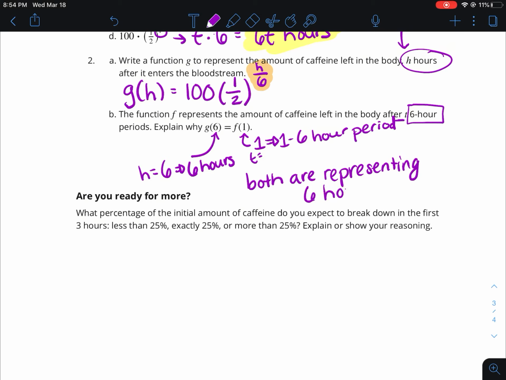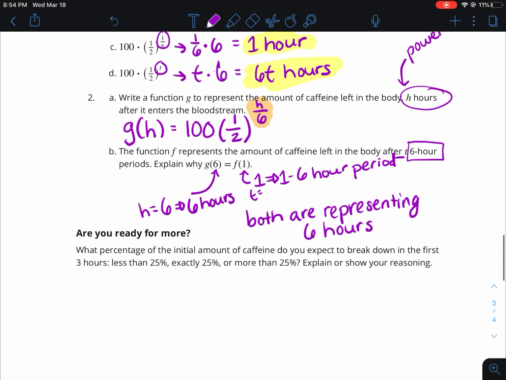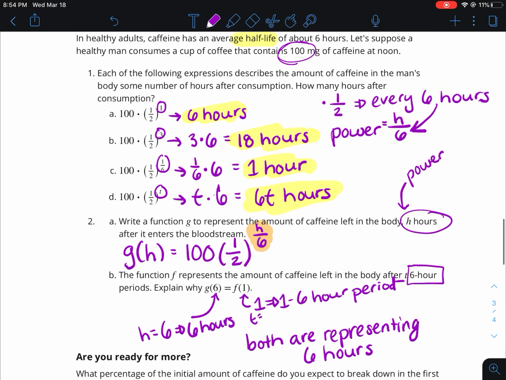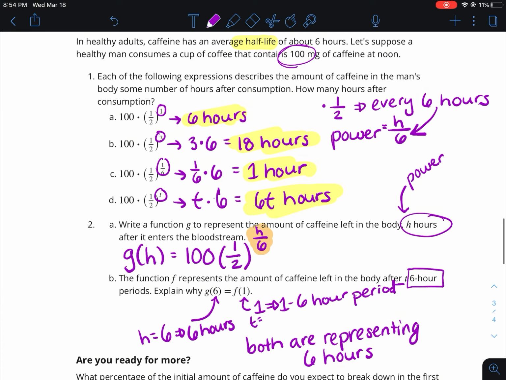So in these problems, you have to really, really be careful and read carefully. Hopefully that made some sense to you. Just be careful with your time periods on these.